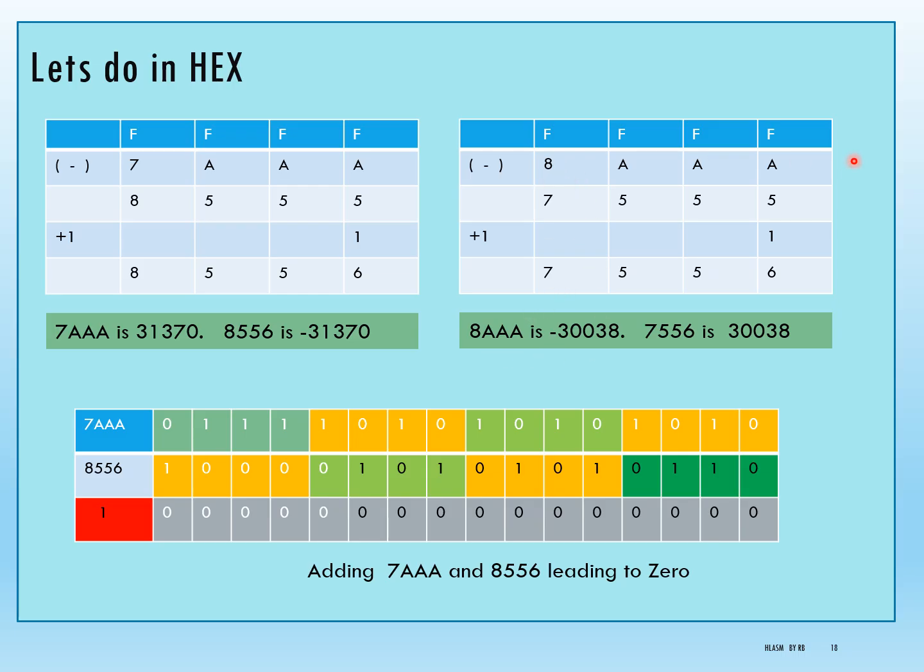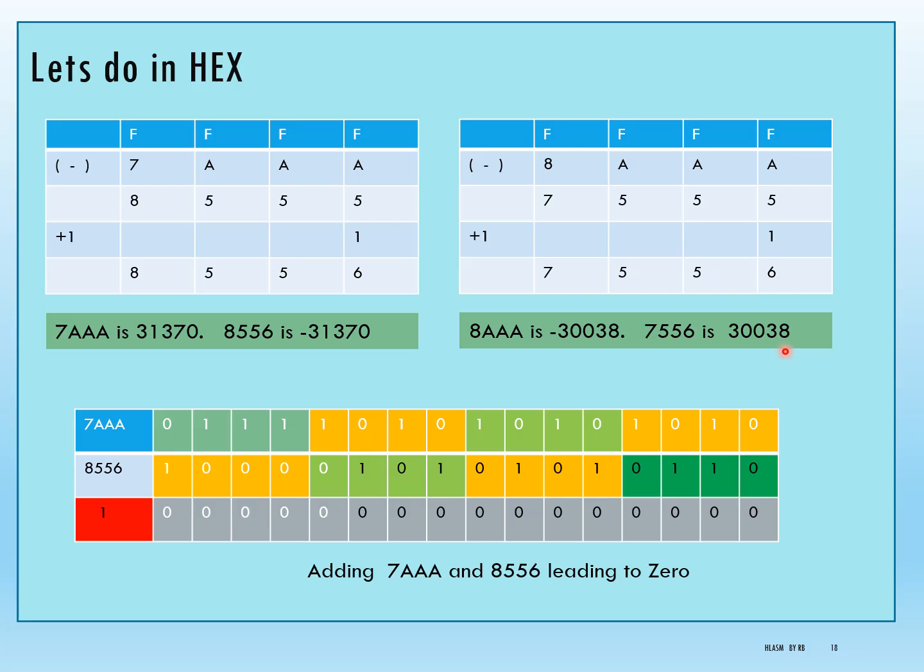Let us take this again. 8AAA. I put F's on the top. F minus A is 5. That means it's basically your 15 minus 10, which is 5. Basically, you are creating a 2's complement here. Then F minus A is 5, F minus A is 5, and F minus 8 is 7. So 7555, and I'm adding a 1 to it, and it is becoming 7556. So 8AAA is minus 30038 and 7556 is 30038.